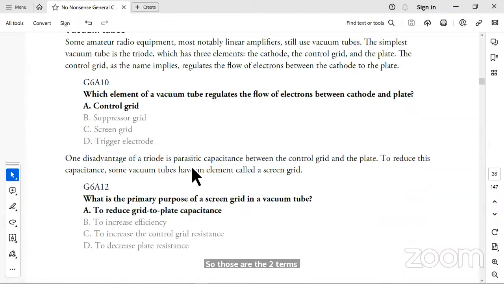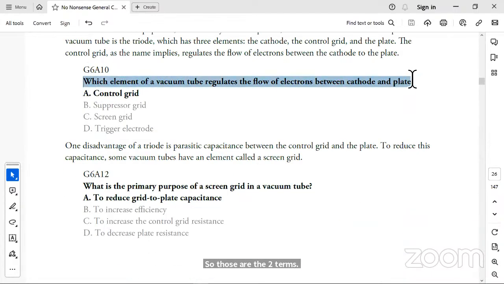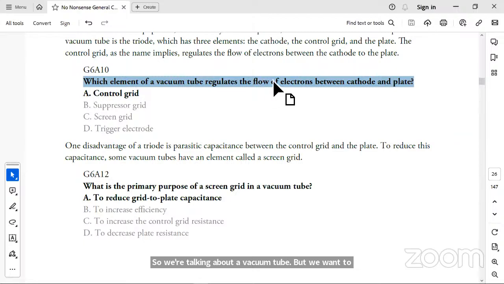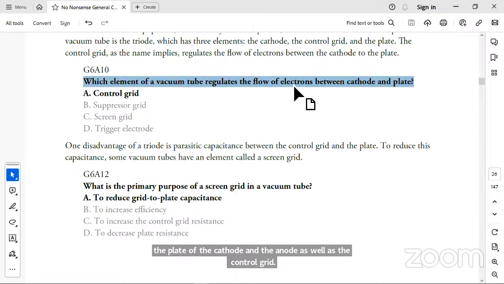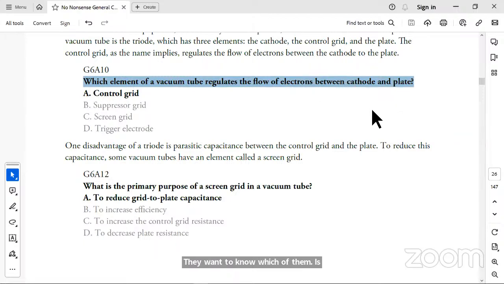Okay, let's continue. All right, next question in the question pool. Which element of a vacuum tube regulates the flow of electrons between cathode and plate? So let's dissect this question. We're talking about a vacuum tube, but we want to know which of the elements. Remember, we have the cathode and the plate, or the cathode and the anode, as well as the control grid. They want to know which of them is used to regulate the flow of electrons between the cathode and the plate. So the one we learned about is called the control grid.